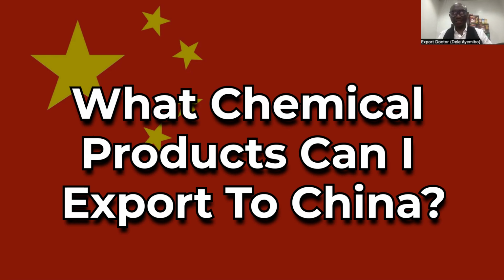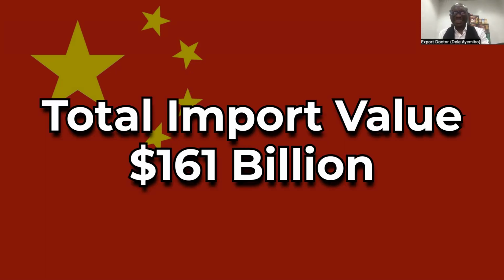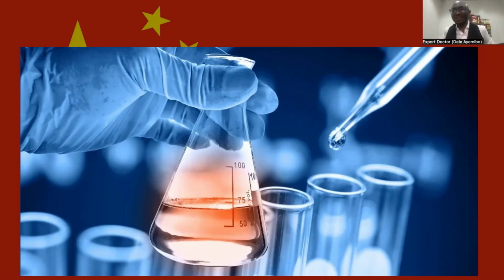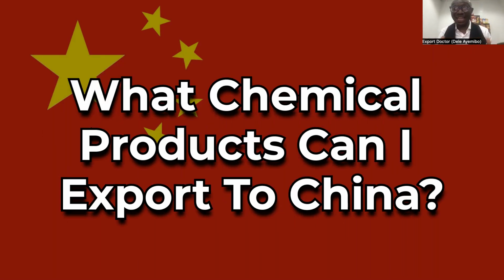So let's go. There's a very interesting product category in China that China is spending $161 billion to buy. You know, China's population is very huge. In as much as they themselves produce chemical products, you know, chemicals are used to produce many things. A lot of industrialization produces various kinds of chemical products, and China is not an exception in this. The demand of China for chemical products is 161 billion.